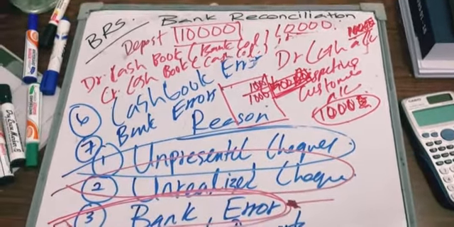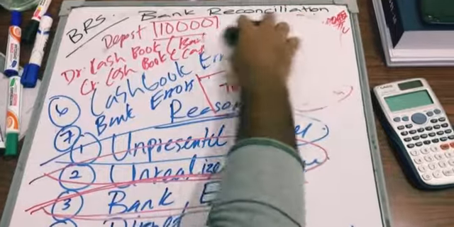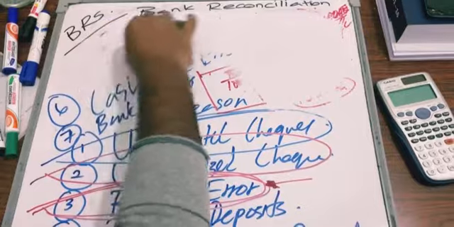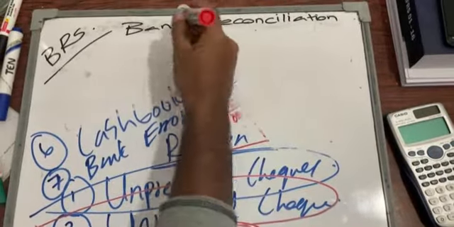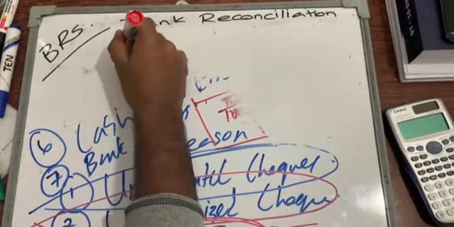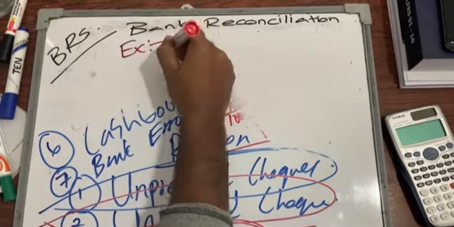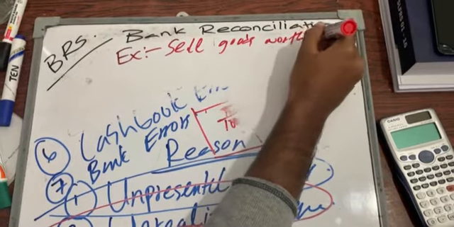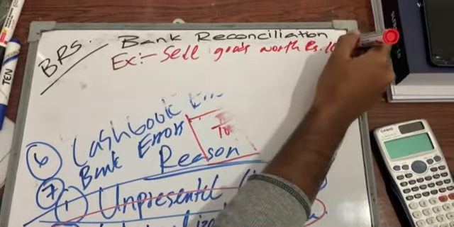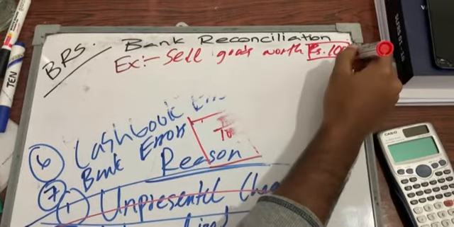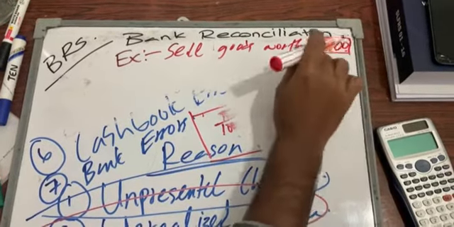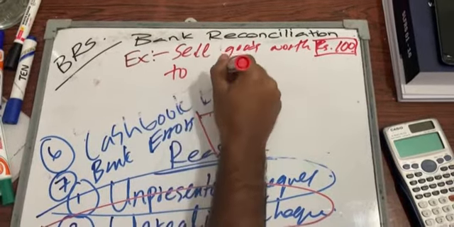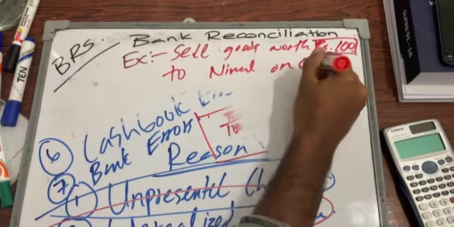Next, direct deposit. What do you mean by direct deposit? I'll explain. Direct deposit means, for example, you sell goods worth rupees 100. Just for this example, to understand, we'll take rupees 100. You sell goods worth rupees 100 to Nimal on credit basis.